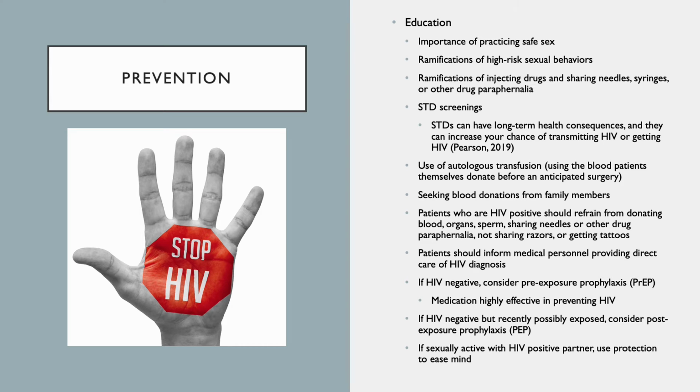If you test HIV negative, you should consider pre-exposure prophylaxis. That medication is highly effective in preventing HIV, especially if you are engaging in sexual activity with somebody that is HIV positive. If you test HIV negative but recently have been possibly exposed, then consider post-exposure prophylaxis. If you're sexually active with a partner that is HIV positive, use protection to ease your mind.